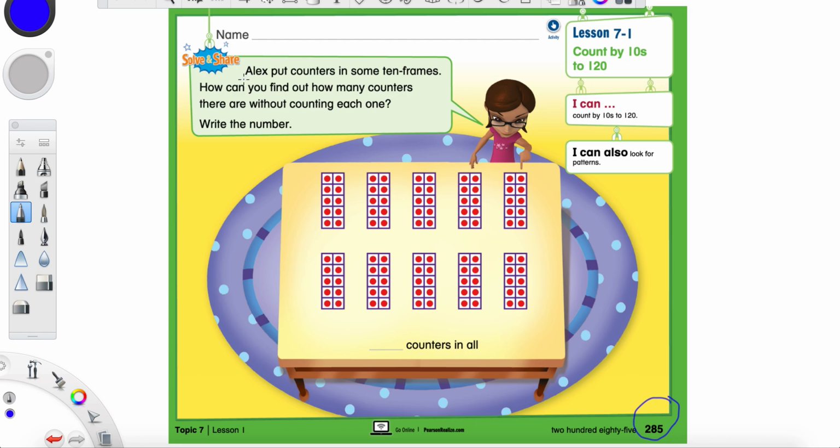Alex, this feels so bizarre. That's my name, that's my first name. So anyway, Alex put counters in some 10 frames. How can you find out how many counters there are without counting each one?